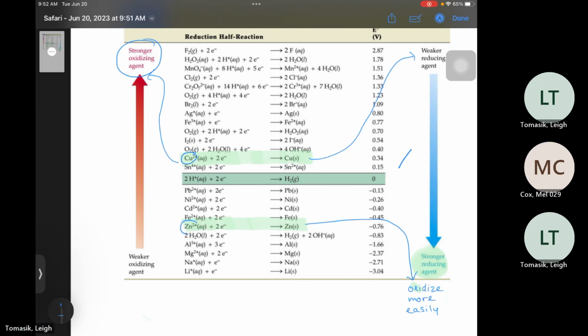We have basically four things that can react: copper ions, zinc ions, solid metallic copper, and metallic zinc. Of the two metals, zinc is closer to the bottom, so it's going to be our reducing agent, and it's going to oxidize. Of our two metal ions, copper 2 plus and zinc 2 plus, copper 2 plus is the stronger oxidizing agent, so it will reduce more easily.